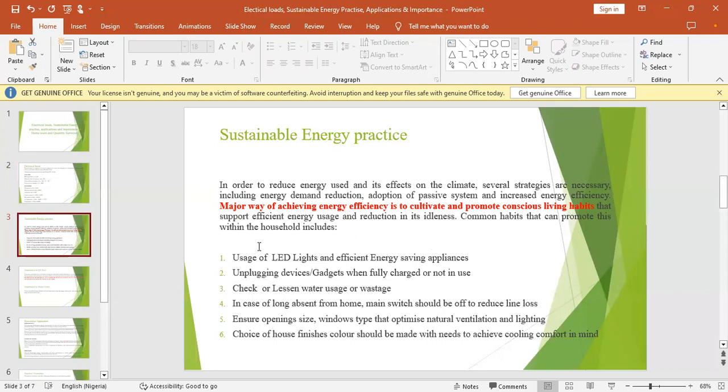Common habits that we can use to promote this within the household include usage of LED lights and efficient energy saving appliances, unplugging devices or gadgets when fully charged or not in use, checking or lessening water usage or wastage, and in case of long absence from home, the main switch should be off to reduce line loss. All this will help us to reduce the wastage in energy usage in the house.